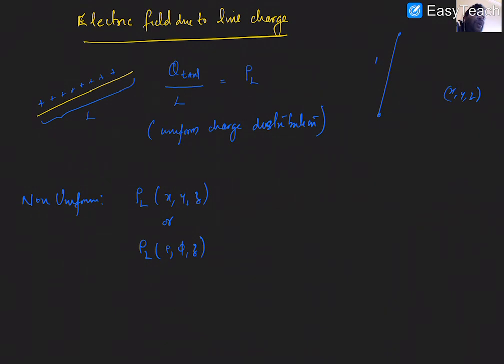Suppose you have a wire of length L and it contains charges, maybe positive or negative, whatever. Then at some point x, y, z, how much electric field will it produce? We will consider it as a uniform charge distribution.